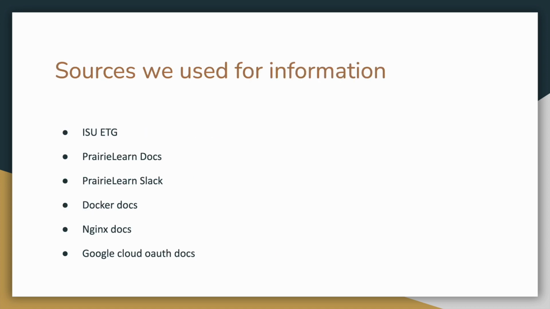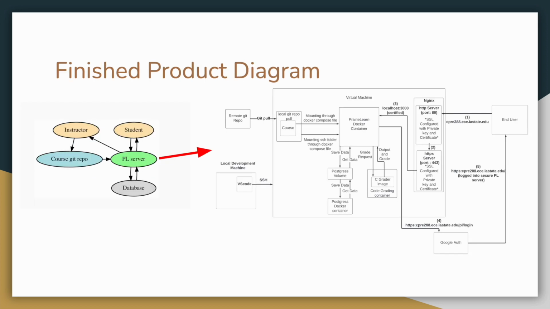So here are the sources we used for information: ISU ETG, PrairieLearn docs, PrairieLearn Slack, Docker docs, nginx docs, Google Cloud OAuth docs too. So here's the finished product diagram.